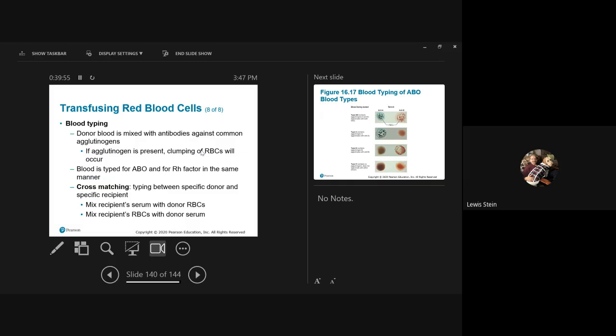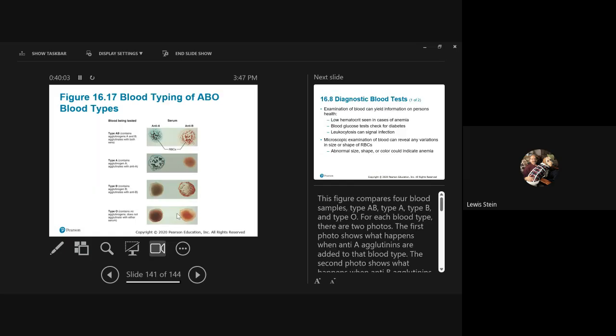So donor blood is mixed with antibodies against common agglutinogens, and so on. So we cross match. All those types of things are done. This is what you'll see. Basically, this RH factor will speckle as well. It's the hardest one to read. Anti-A and anti-B are fairly easy to read. You have a drop of your blood.